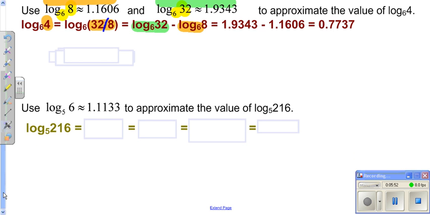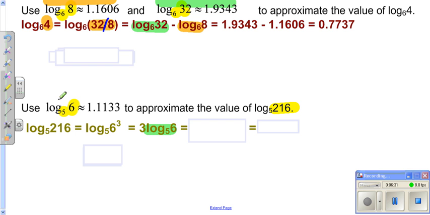On the bottom one down here, the only thing you're given is a base of 5 and a 6. So you have to think, is there any way I can rewrite my 216 with 5s or 6s? In this case, 5 isn't going to help you. But 216 is a perfect cube, and it ends up being 6 cubed. Now we have an exponent after a log. You should remember that with an exponent after a log, you can take that exponent and put it down in front. We now have log base 5 of 6, but we know log base 5 of 6 is this number here, so we can take our 3 in front, times this number up here, and then we multiply that out and we get our answer.